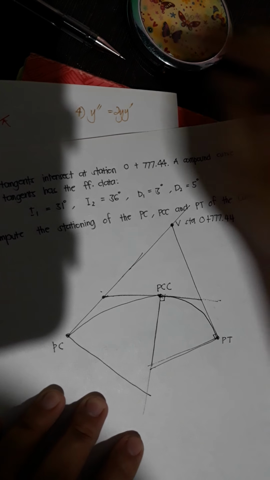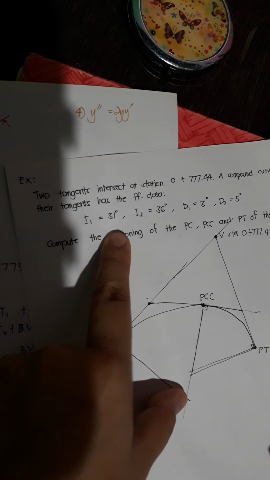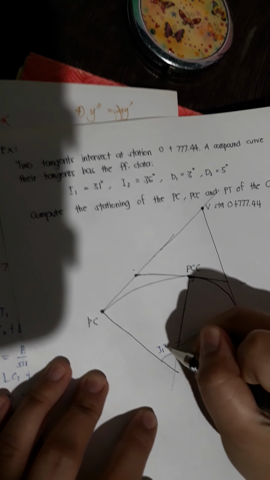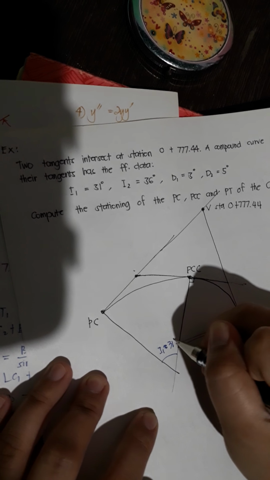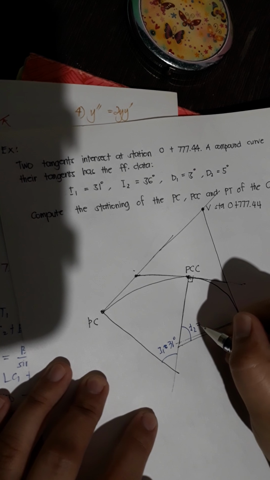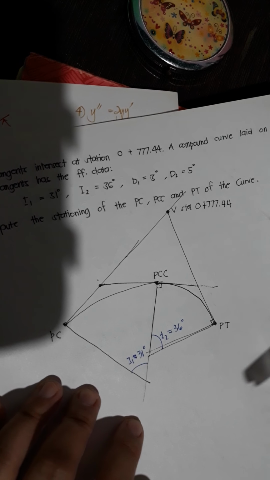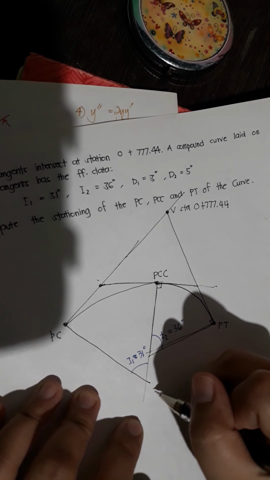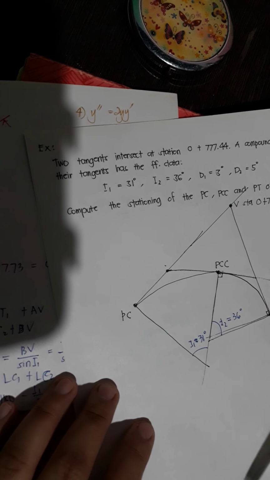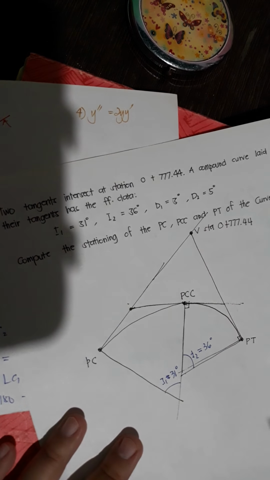Okay, next. Given the central angles I1 and I2, 31 and 36. So, let's say this is I1, 31 degrees. This one here is I2, 36 degrees. Then D1 is 3 degrees, and D2 is 5 degrees. So we are going to get the station PC, station PCC, and station PT.